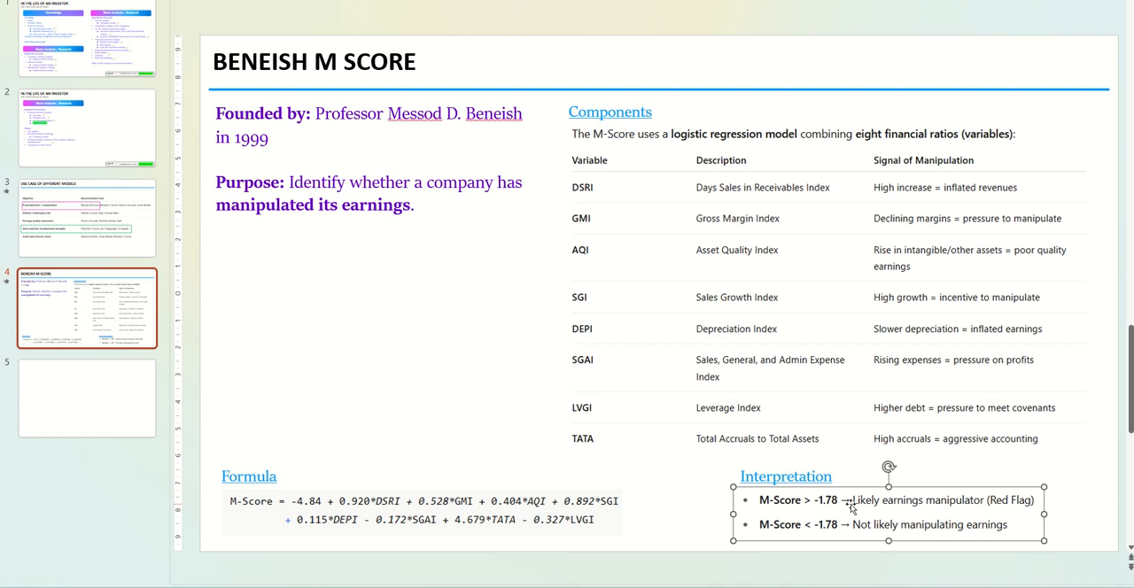And lastly comes the interpretation. If the value of this calculation is greater than minus 1.78, it's a likely earnings manipulator. It's a red flag. And lesser than minus 1.78, not likely earnings manipulation.